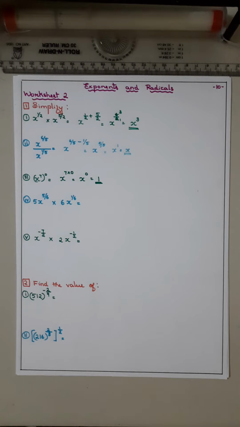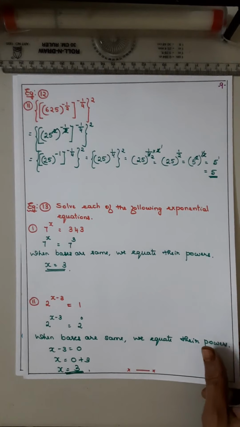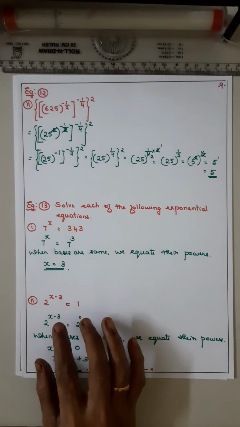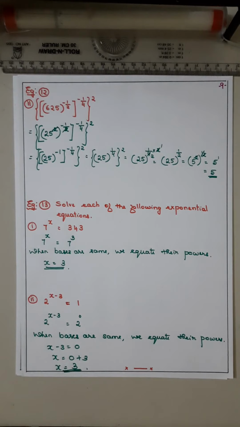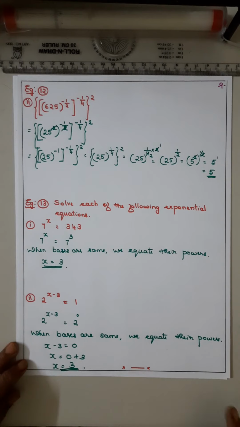Okay, before starting worksheet 2, in the earlier video we have not completed the last sum, that is example 13 subdivision 2. The question is 2 to the power x minus 3 is equal to 1. Find the value of x. So for that we have to equate, isn't it? When the bases are same, we can equate the powers, that type of sum.